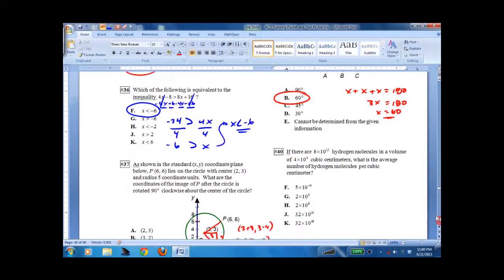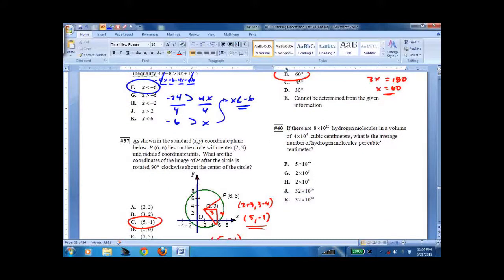Number 40, if there are 8 times 10 to the 12th hydrogen molecules in a volume of 4 times 10 to the 4th centimeters, what's the average molecules per centimeter? Well, you can just plug this into your calculator. I like to do it in my head. When we're doing this, we subtract the exponents. So we end up with 2 times 10 to the 8th. There it is.